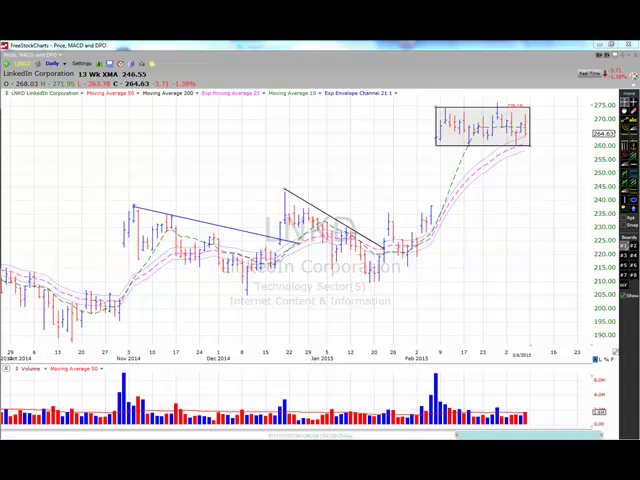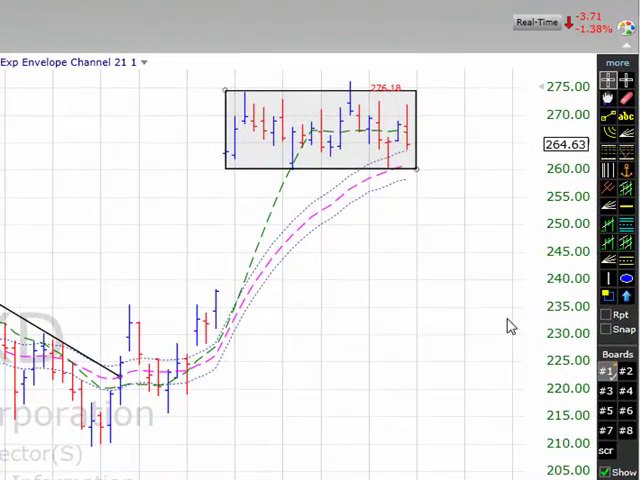Let's take a quick look at 4 stocks that are currently on our watch list. First one is LinkedIn Corporation. LinkedIn provides a social networking platform enabling members to share their professional identity online via LinkedIn.com. LinkedIn is putting in this really nice 3 weeks tight base here, the buy point of which would be $276.18.